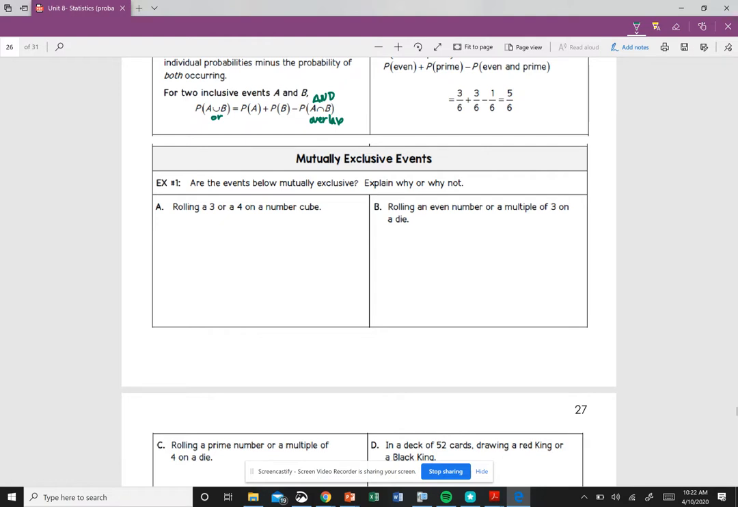Okay, so mutually exclusive events. So we're going to decide, are they mutually exclusive? Yes or no. That's all we're deciding. We're not going to be finding those probabilities. We're just deciding, are those events mutually exclusive? All right, so on this first one, rolling a 3 or rolling a 4. Can you roll a 3 and a 4 at the same time on a single dice? No. So these are mutually exclusive. Yes, because you can't roll a 3 and 4 at the same time.